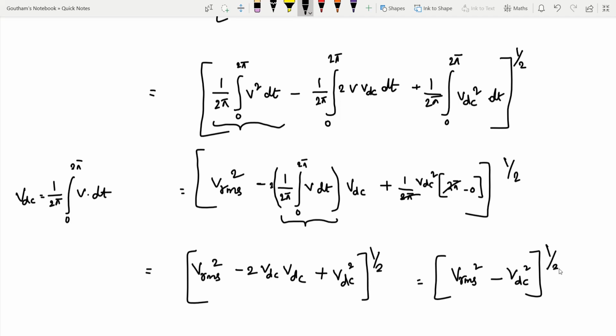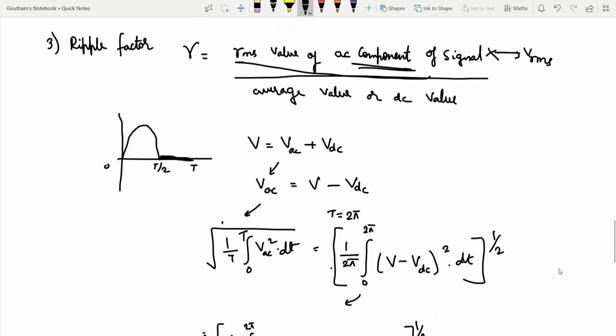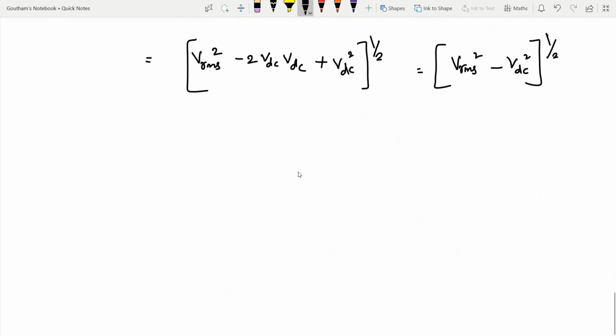So what is the expression for the RMS value of the AC component? VAC is nothing but square root of VRMS square minus VDC square. This VAC is usually referred to as Vr RMS.